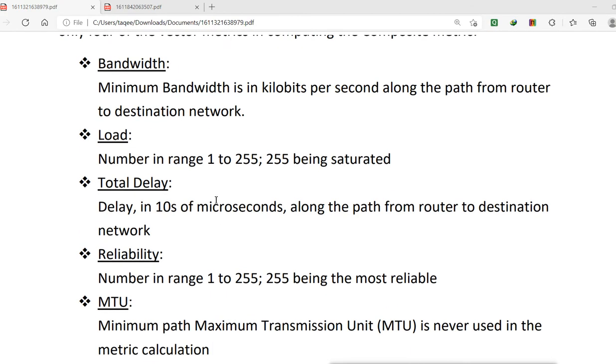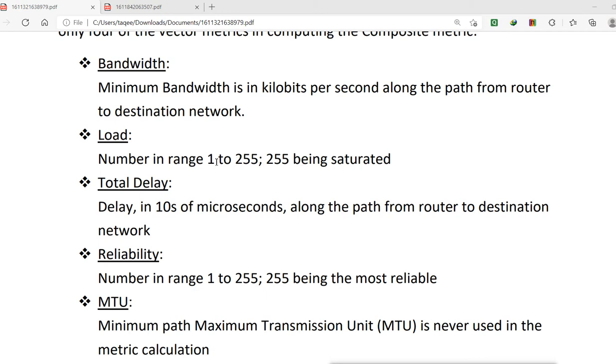Then it has load. Next metric is load. Now load means a number in the range from 1 to 255. So for the load, it gives a number from 1 to 255, and 255 means what? It is saturated, which means it is not able to send much load. 1 means what? It is best. 255 means it is like being saturated.